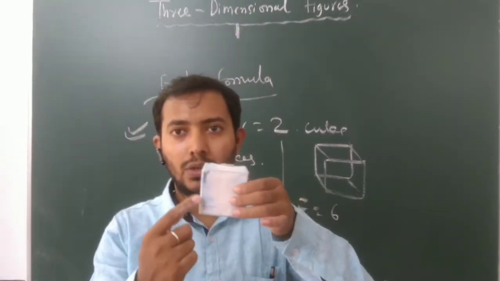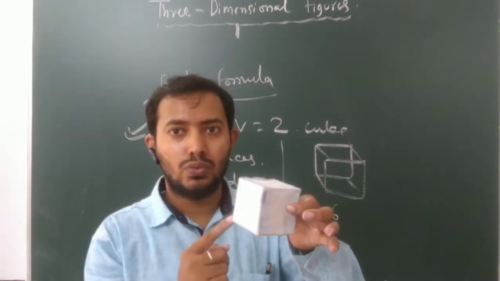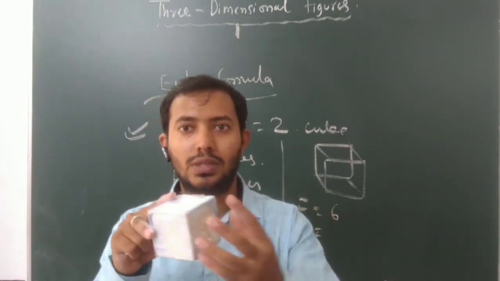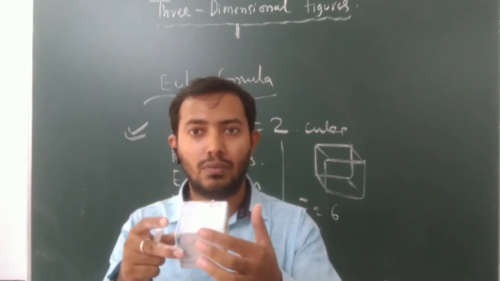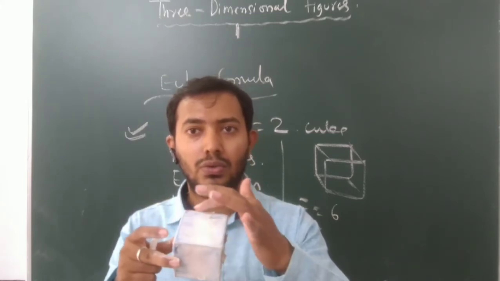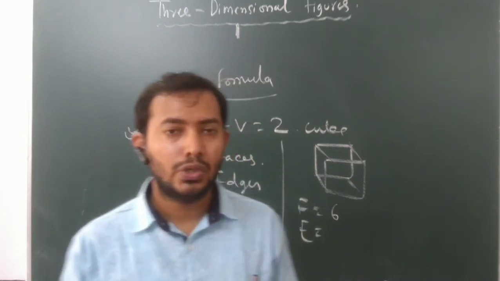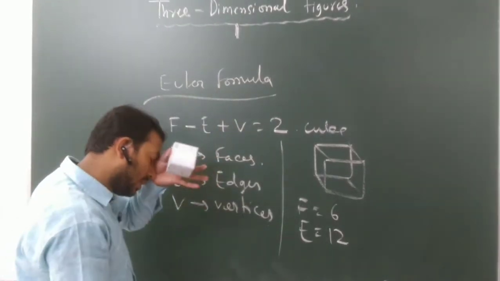So how many edges can you see in the cuboid? See, if I take like this, 1, 2, 3, 4. This side 4. This side 4. 4, 4, 8. And now the left 1, 2, 3, 4. Total 12 edges. Try at home. I hope you can find it.